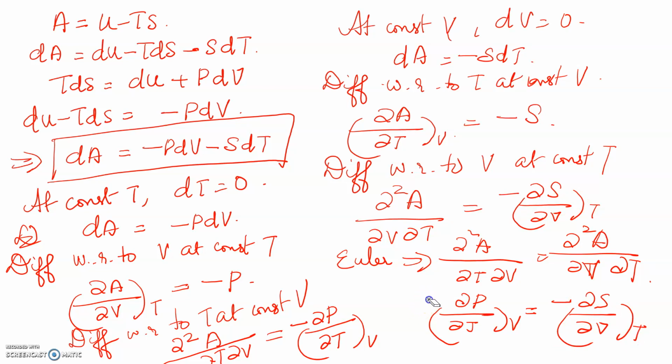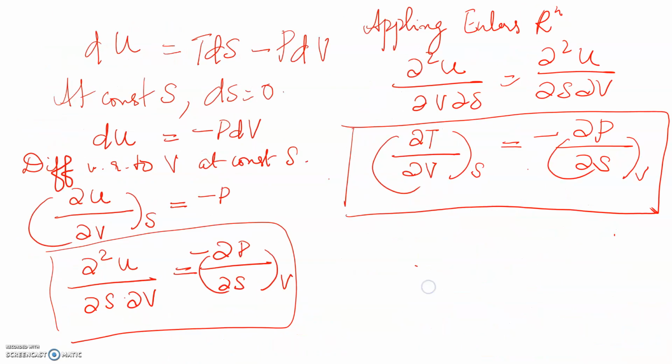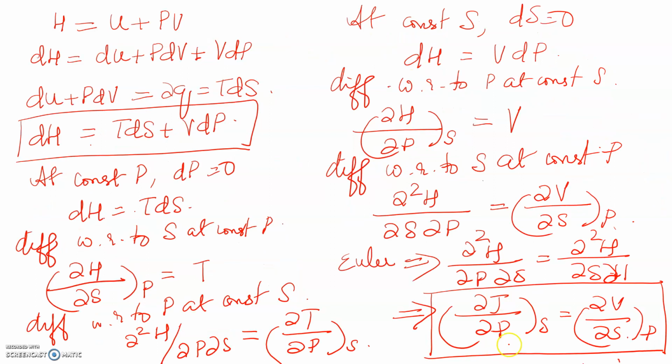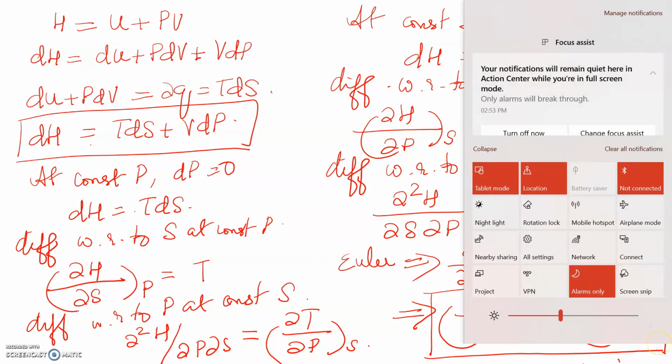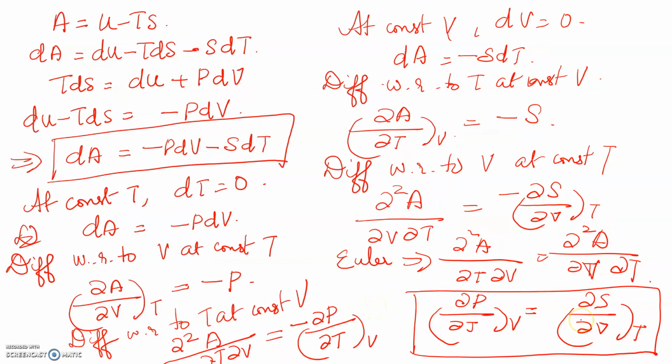So we can write ∂P/∂T at constant volume is equal to ∂S/∂V at constant temperature. Now we have the third thermodynamic Maxwell relation. Okay, the first one was ∂T/∂V at constant entropy is minus ∂P/∂S at constant volume. The second, ∂T/∂P at constant S is equal to ∂V/∂S at constant P. The third one, ∂P/∂T at constant volume is ∂S/∂V at constant temperature.